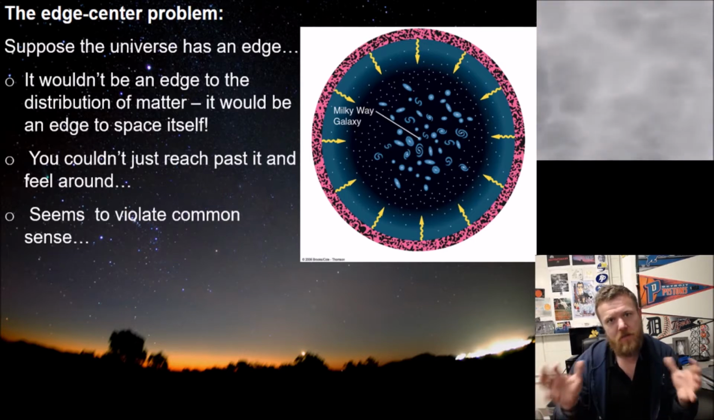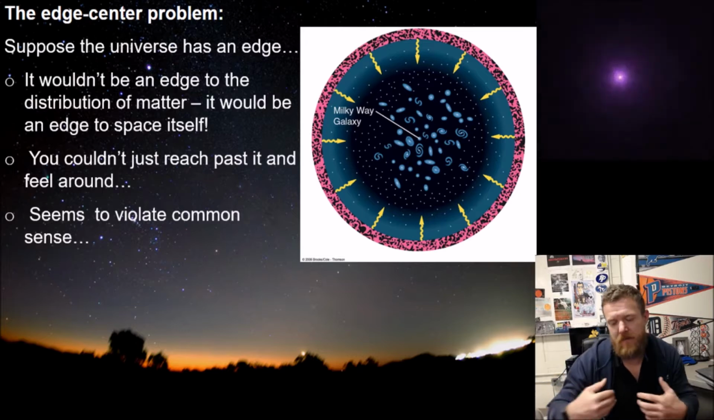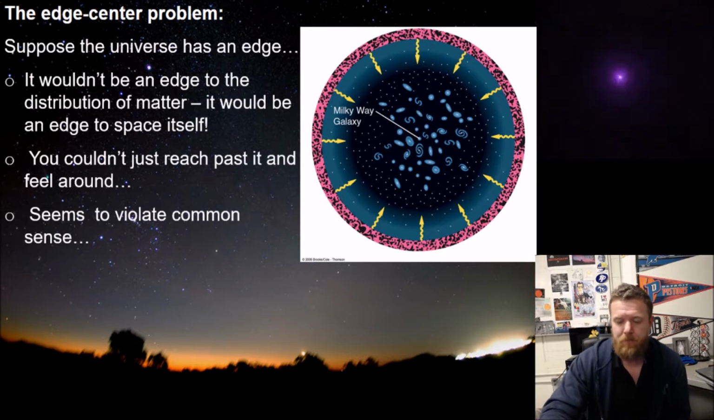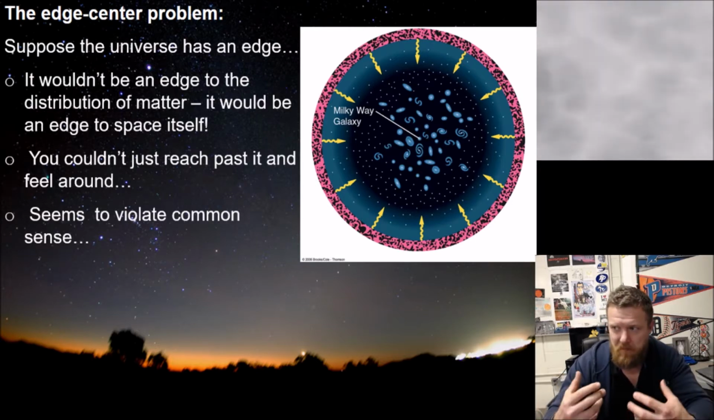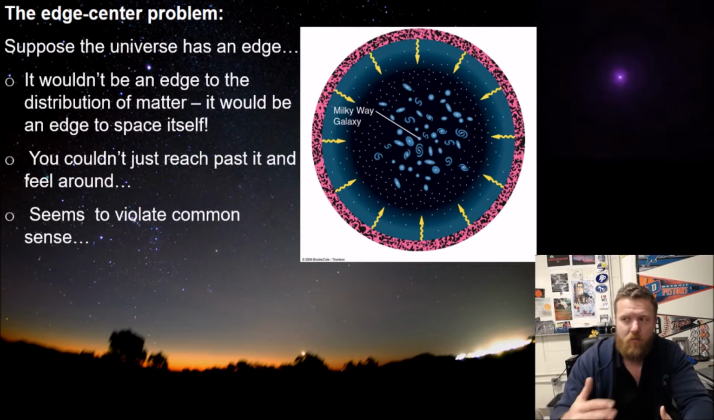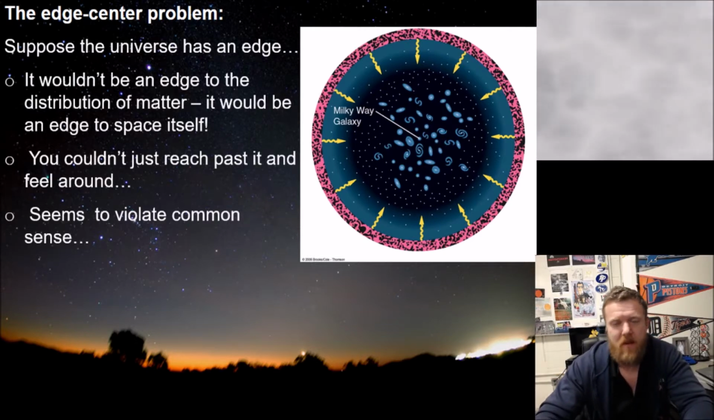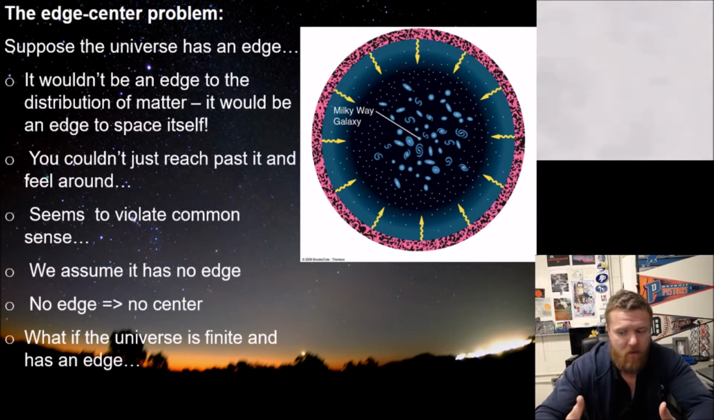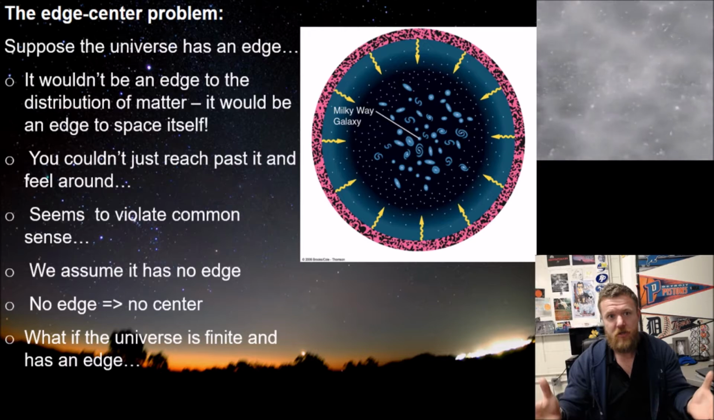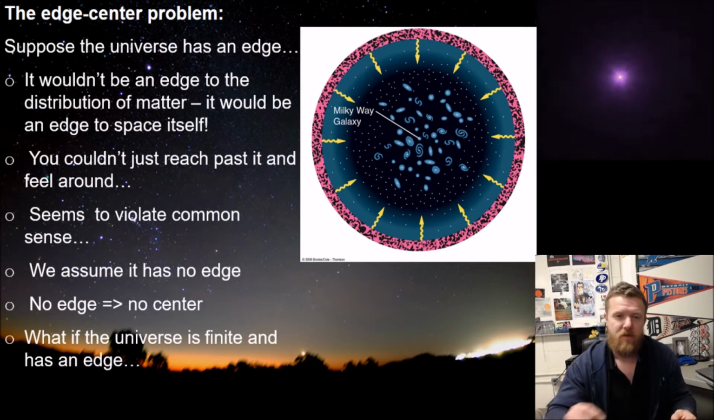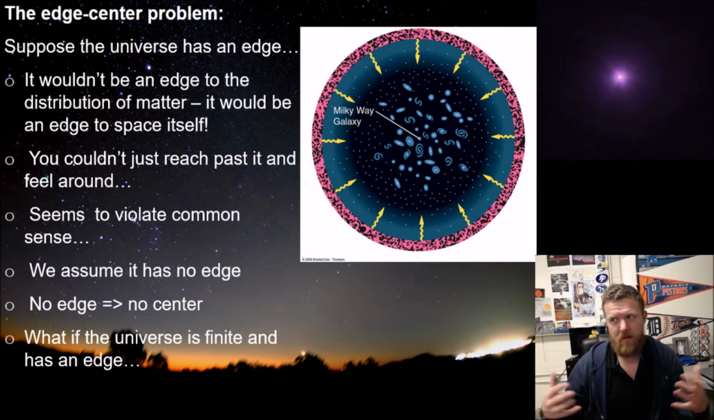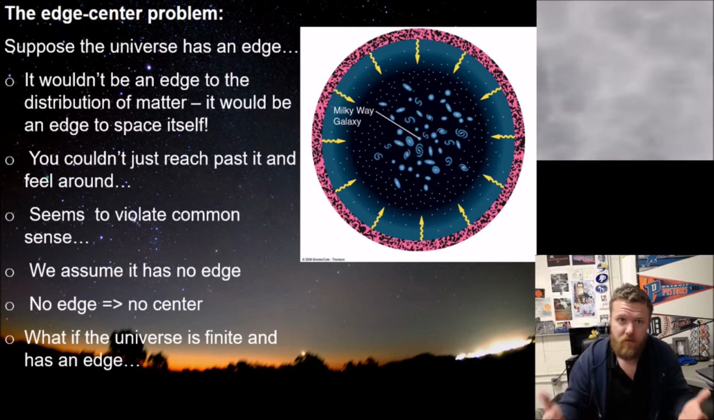So if there is an edge of something that you can't reach past, because then you'd be past space, which just doesn't make sense. That idea, trying to visualize in your head reaching past the edge of space, just doesn't make sense to us. So our brains assume that there is no edge to space. If there's no edge, there's no center, which means there's no center of the universe. As much as you may want to think that it's you, common sense tells us that because there's no edge, there's no center to the universe.